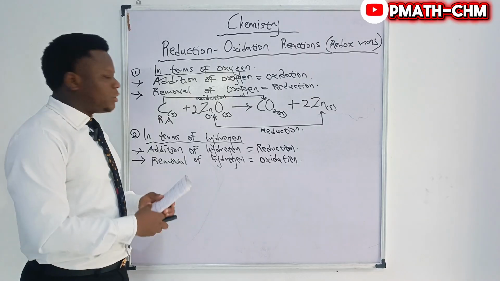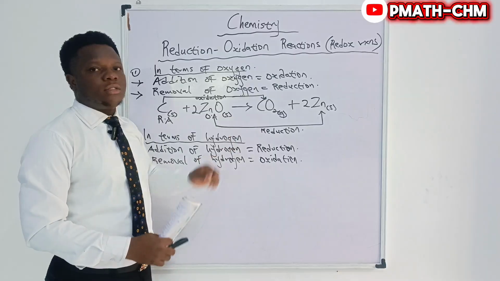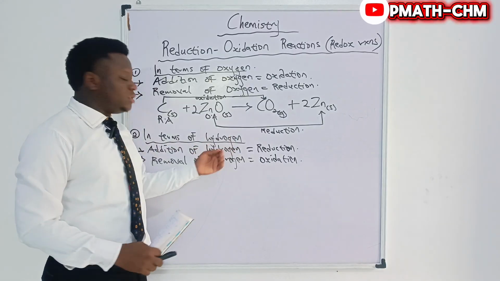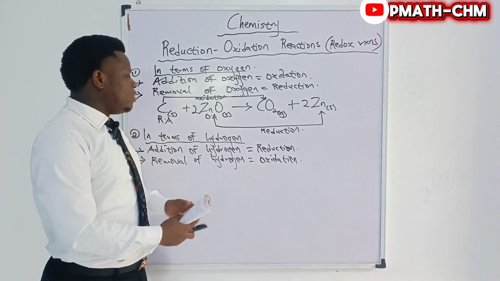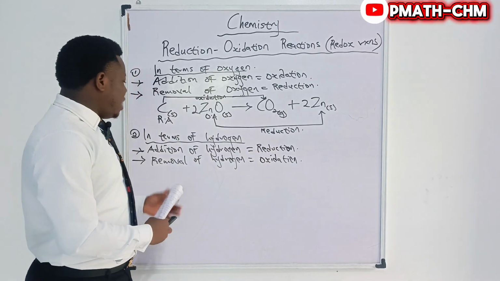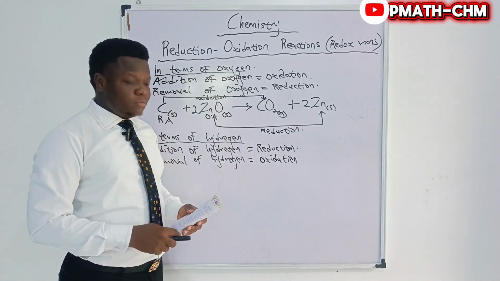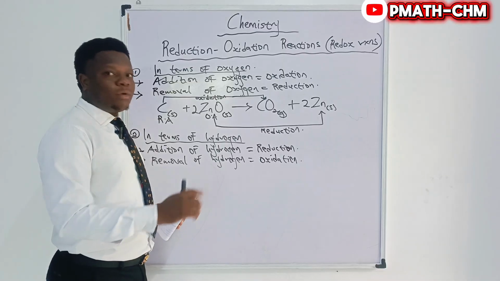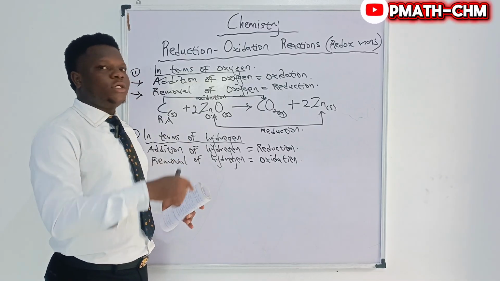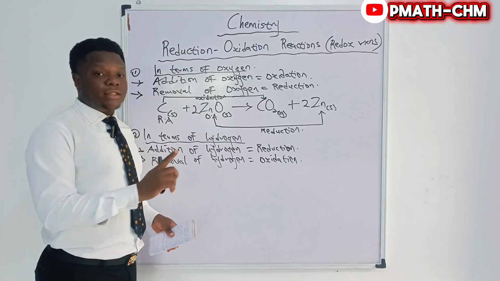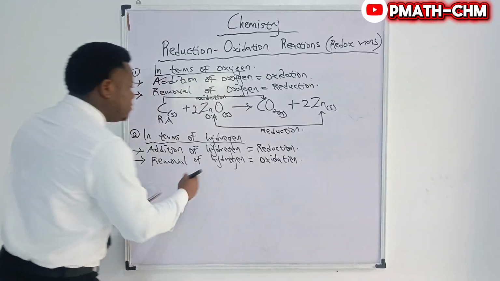Now, if you look at it critically, the definition for hydrogen is directly opposite to that of oxygen. Whenever hydrogen is added to a substance, we call that a reduction process, while whenever hydrogen is removed from a substance, we call that an oxidation process. Now, for this to be crystal clear, I'm going to write an equation on the board. We're going to determine which substance is oxidized, which substance is reduced, as well as the oxidizing agent and the reducing agent. So let's take this example from my notes.